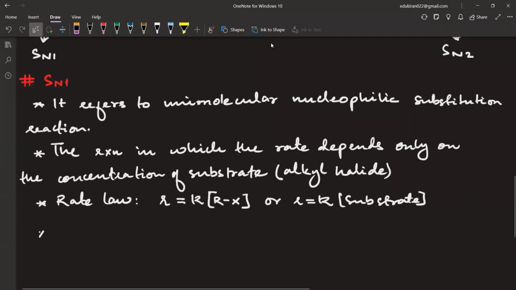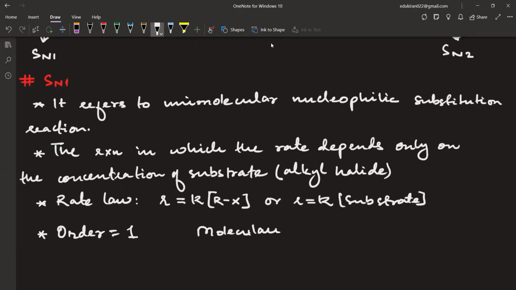Now, the next thing, it is known as order of reaction. So the order is what? It is the sum of the exponential powers of the concentration terms. So here Rx is having a power of 1. So order is equal to 1, and molecularity is also equal to 1 because it is unimolecular. Okay. Fine. Write this much. Let me know when you are done.